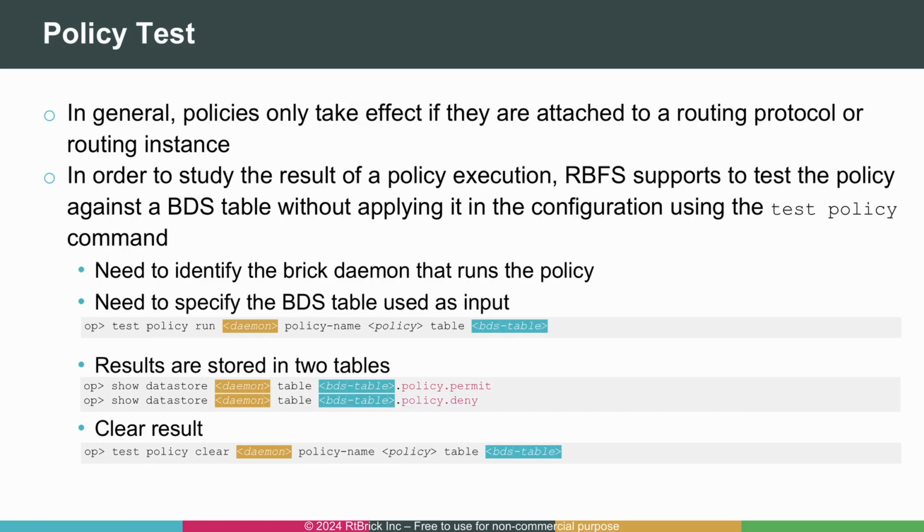The test policy run command simulates policy execution. Along with the policy name you want to test, you need to specify the daemon that will evaluate the policy and the BDS table the policy will be tested against. The results of the test are stored in 2 new tables on the system. These table names match the original BDS table name, with a policy.permit and policy.deny prefix. If you no longer need the results, you can delete them using the test policy clear command.